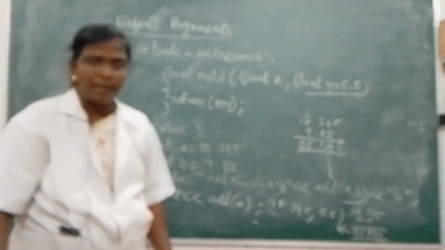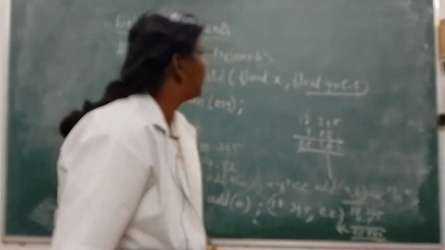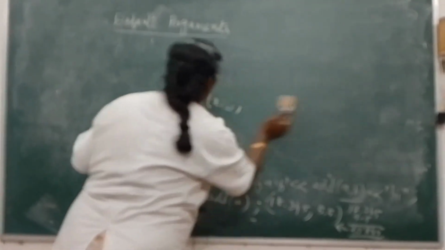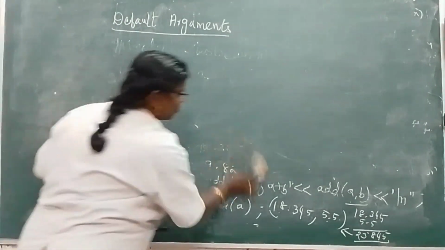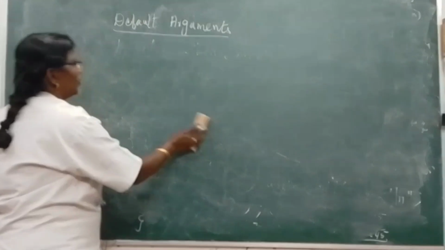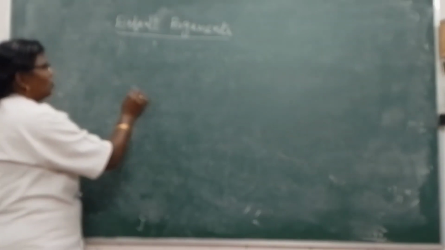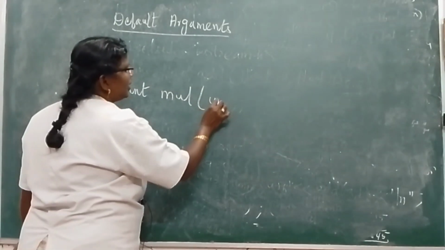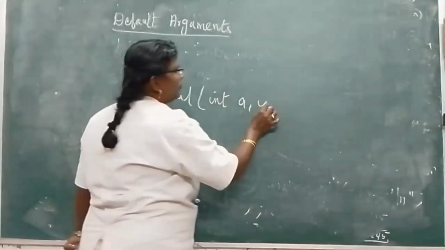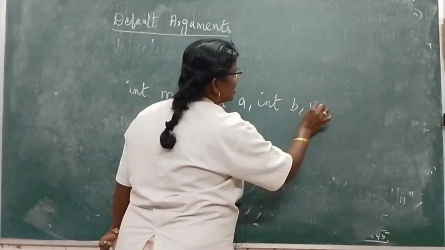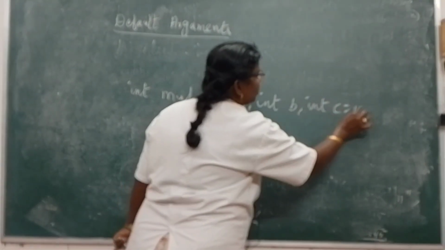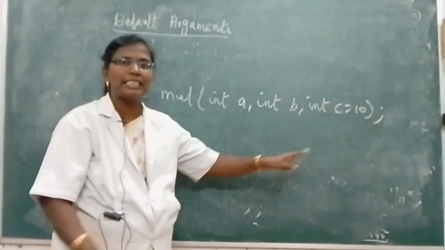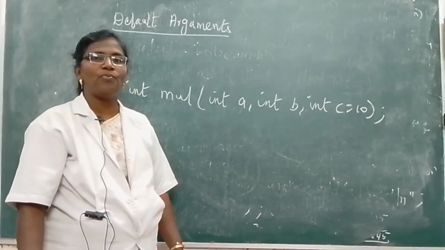There is one more thing here: how these default arguments can be given. So for example, I have one function, int mul(int a, int b, int c = 10). So this is the default argument. This is the legal statement. This is okay for default argument.